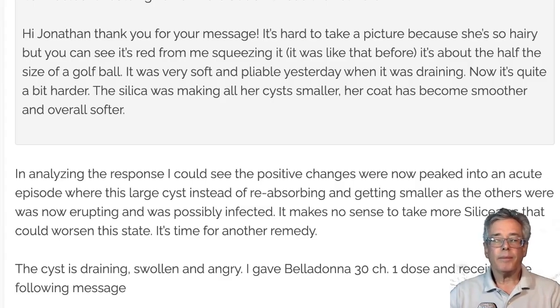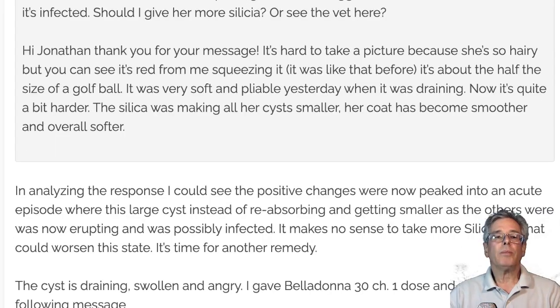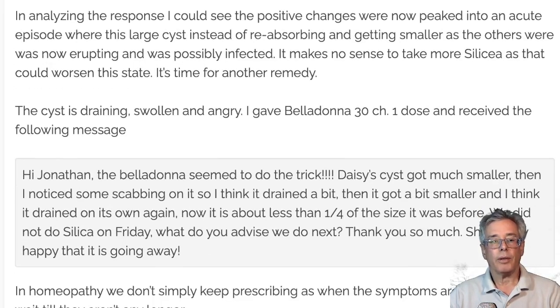So thinking about that, it's important to understand that even though a remedy could have been helpful, it's also provoking a kind of acute episode of her problem. So I have to take that into account, that giving more silica isn't necessarily the best choice. I could see those positive changes, and in a way they had now peaked, like reached their maximum benefit from the silica. And now there's an acute episode where the cyst, instead of being reabsorbed and getting smaller as were the others, is now erupting and could possibly become infected.